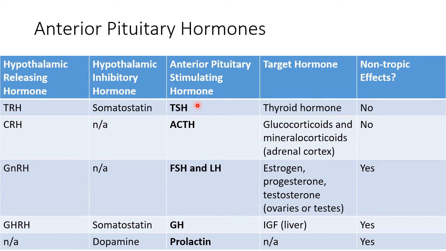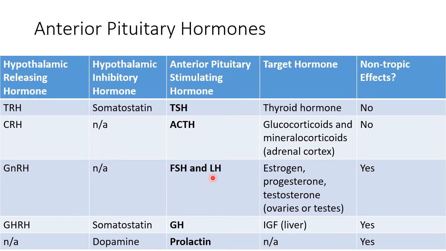Then TSH goes on to cause the release of thyroid hormone from the thyroid gland. It doesn't do anything other than that. It does not have non-tropic effects. It is a tropic hormone causing the release of thyroid hormone. ACTH goes on to cause the release of glucocorticoids and mineralocorticoids from the adrenal cortex. It also does not have non-tropic effects. It only has the effects of releasing these hormones.